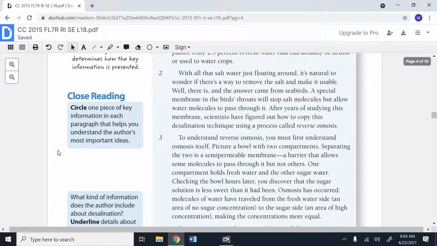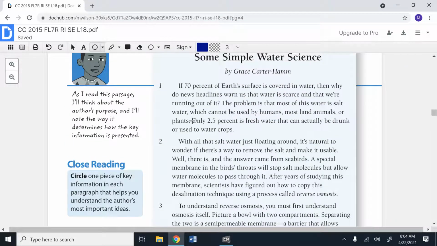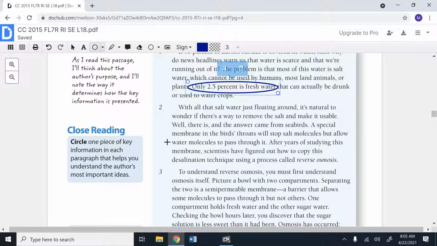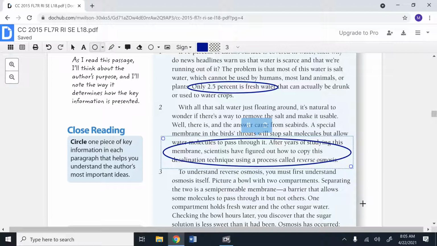So let's look at the close read. It says, circle one piece of key information in each paragraph that helps you understand the author's most important ideas. So I'm going to take my circle tool right here. And I can see in the very first paragraph that it says only 2.5% of water is fresh, which is actually very important to what the author is trying to discuss. In the second paragraph, it says after years of studying this membrane, scientists have figured out how to copy this desalination technique, which is also very important.